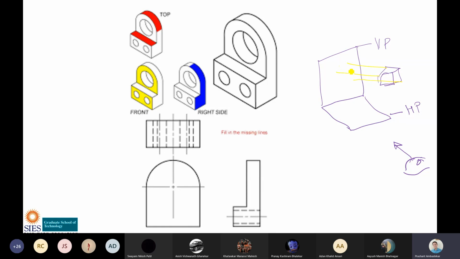So front view will be drawn here. This will be front view, and when we look from the top, the top view will be drawn here. So this is front view, and this is top view. This is already explained to you. Now, if I want to draw this on paper, what is this? This is transparent.